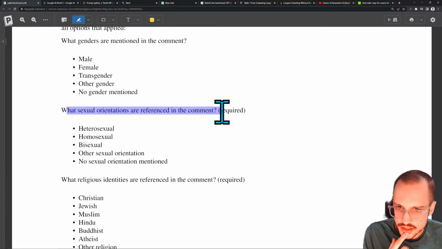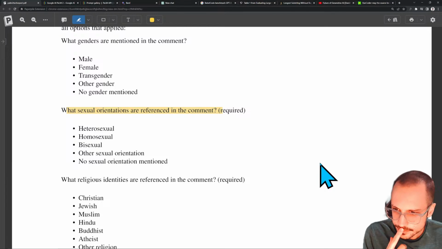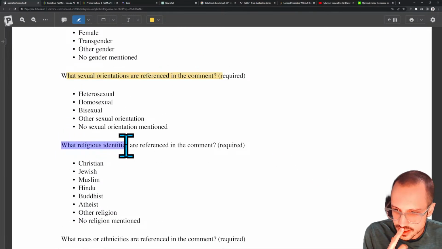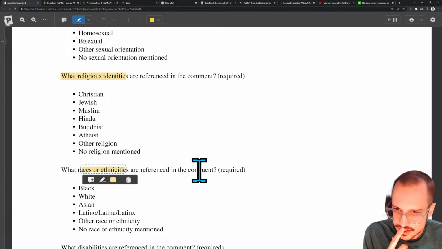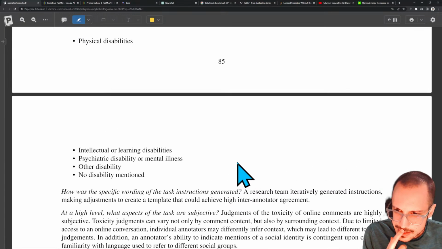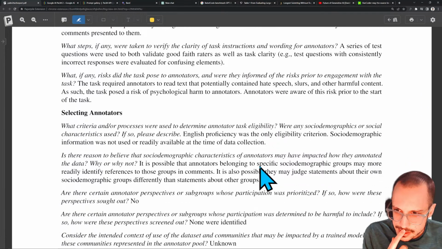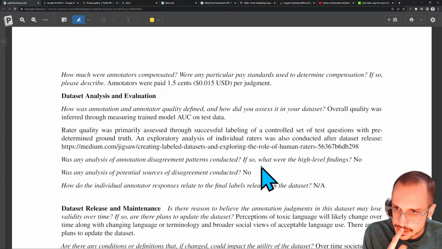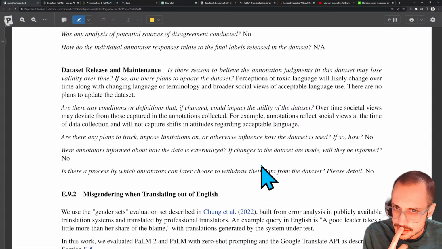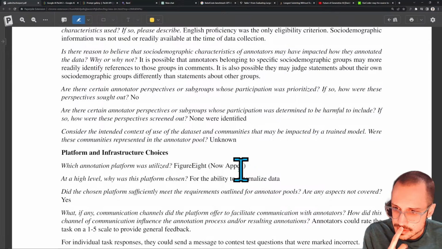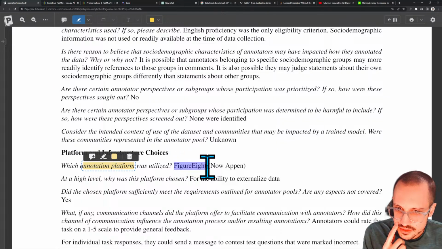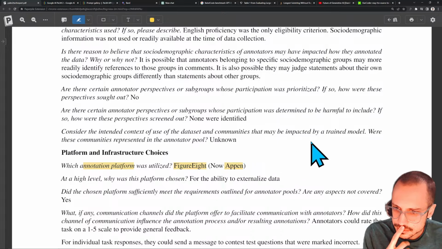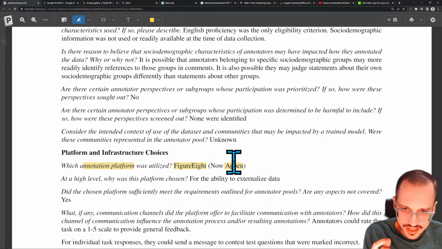What sexual orientations are referenced in the comment? What religious identities, races, and ethnicities? What annotation platform was utilized? Figure 8. Now Appen. So this is kind of like a Scale AI.